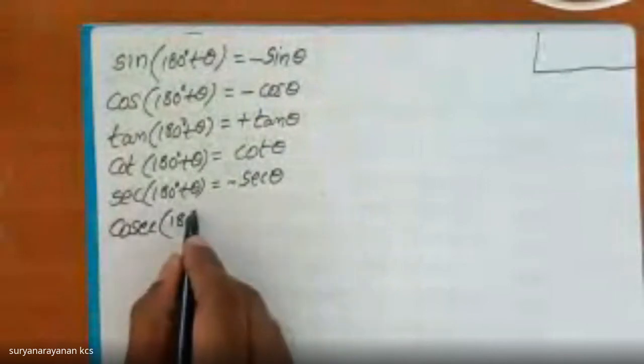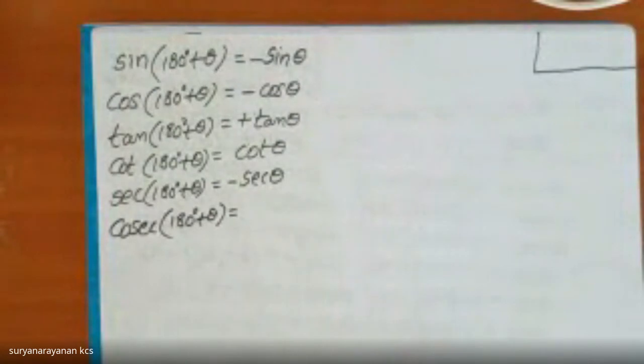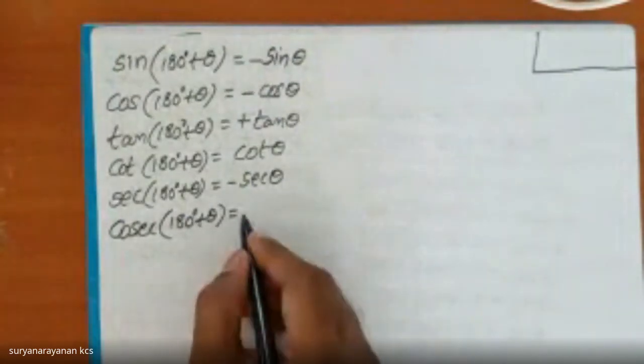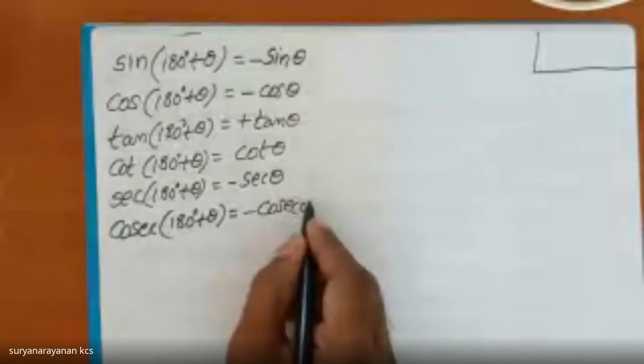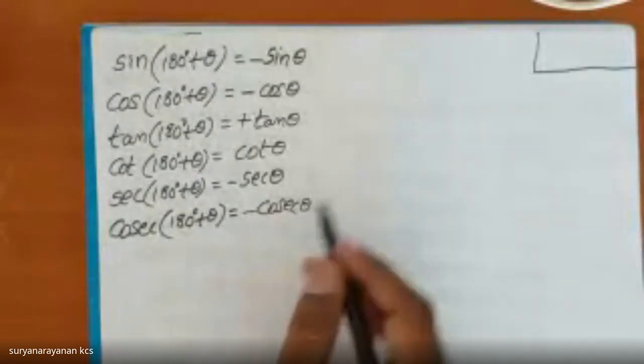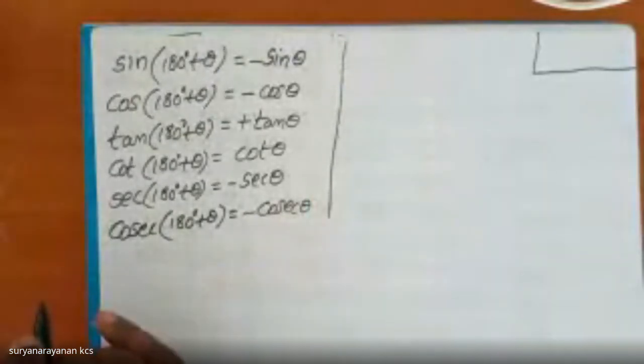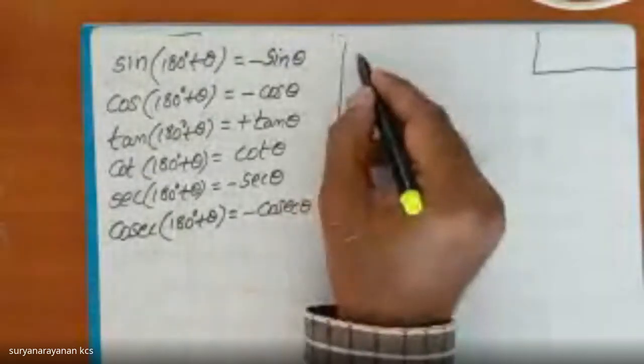Cosecant 180 degrees plus theta. Tell me the value of cosecant 180 degrees plus theta. Yes, very good, Richan, minus cosecant theta. My dear Percy, very good. Minus cosecant theta. Okay, my children, please remember these techniques.